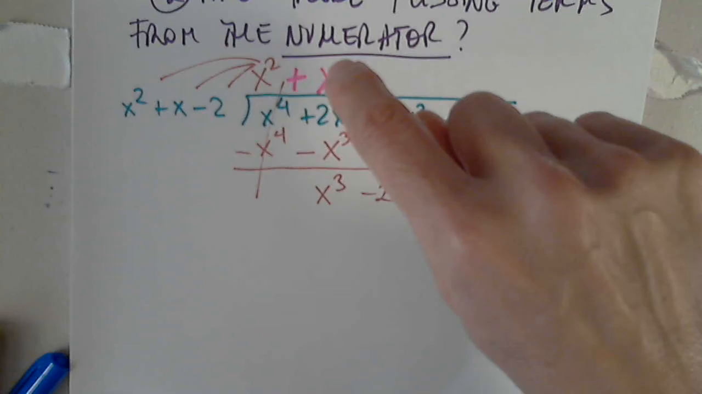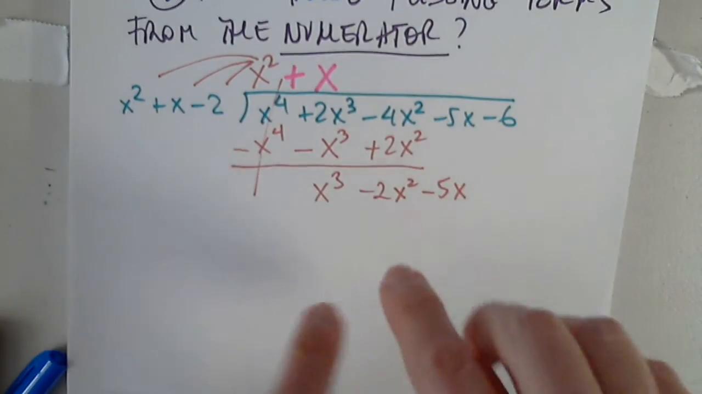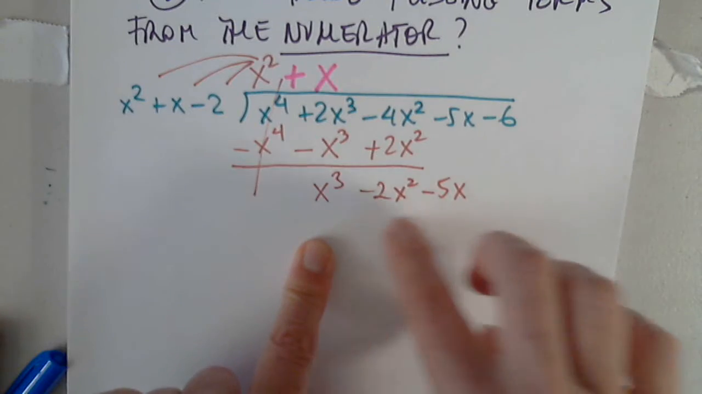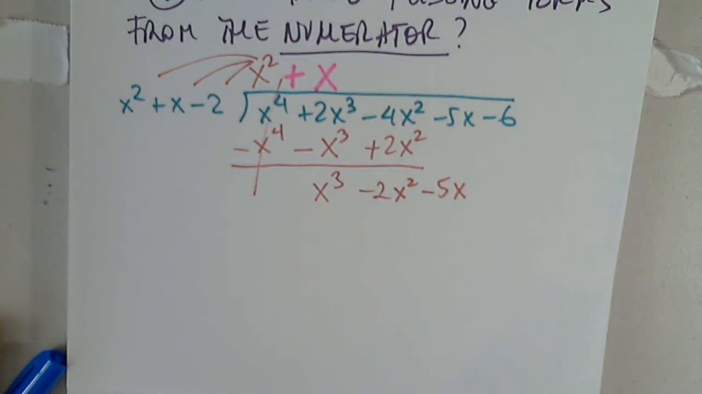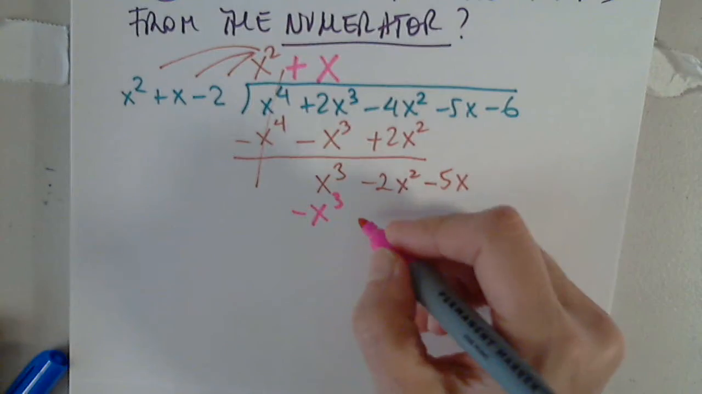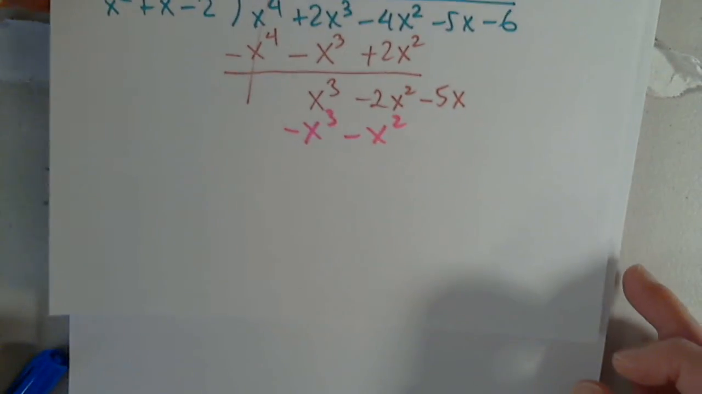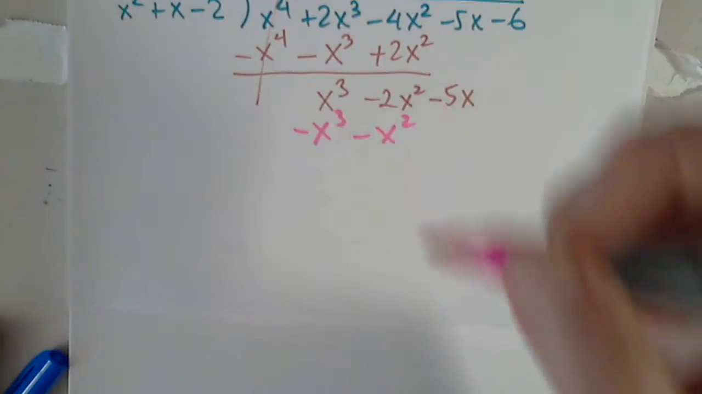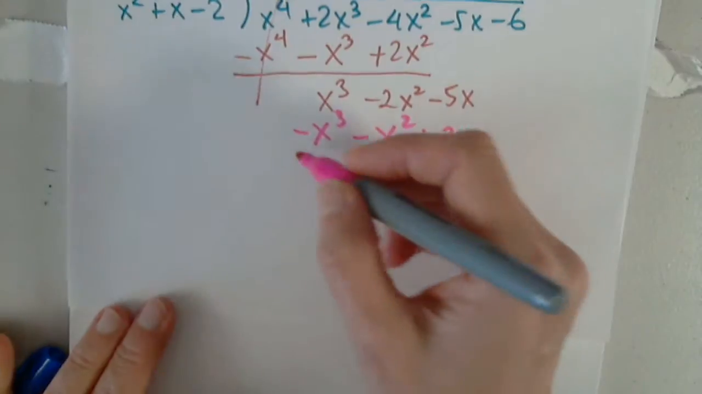So now I distribute x to these three terms. I change the sign and write under the corresponding like term. X times x squared is positive x cubed. I have to change the sign. X times x is x squared. It becomes negative x squared. I change the sign because it was positive, and I have to write it under like term. X times negative 2 is negative 2x. I change, it's positive 2x, and I write it under like term.